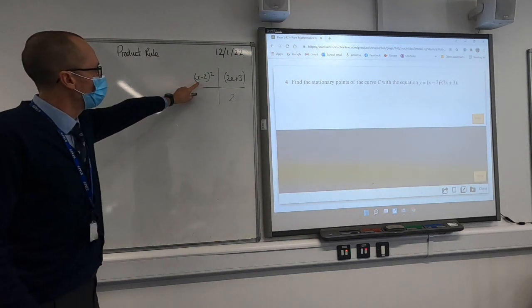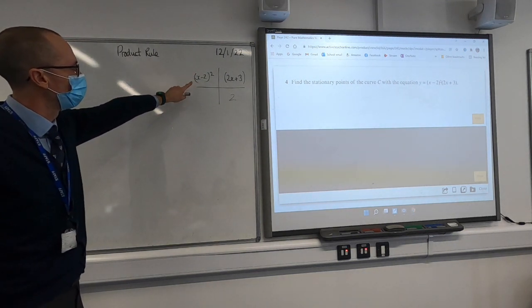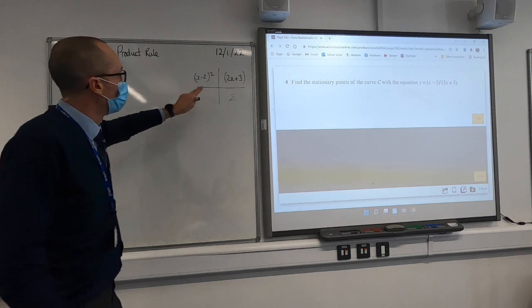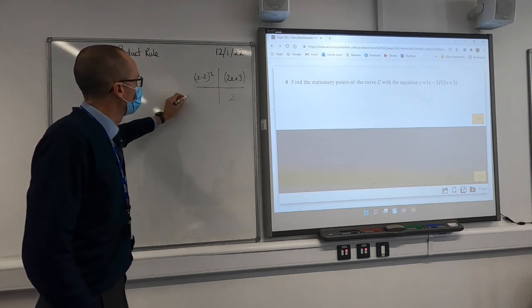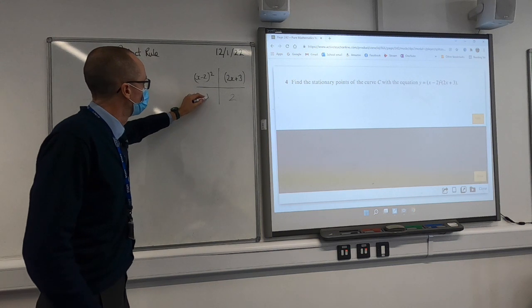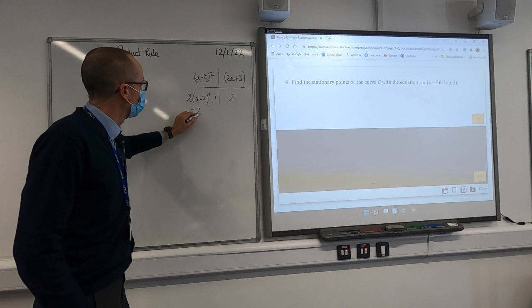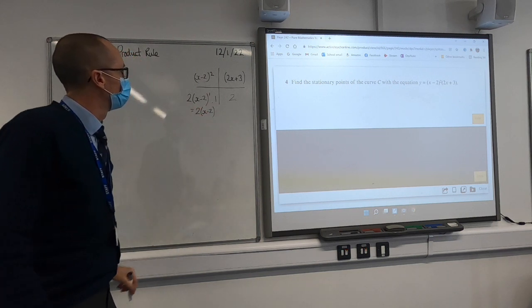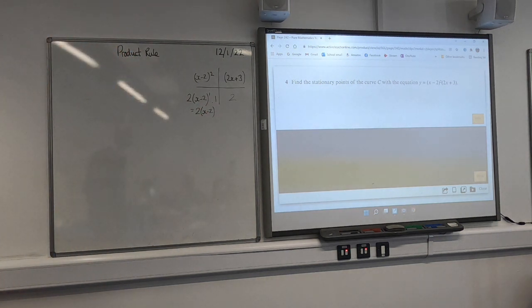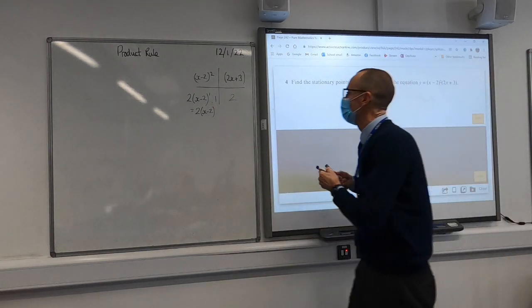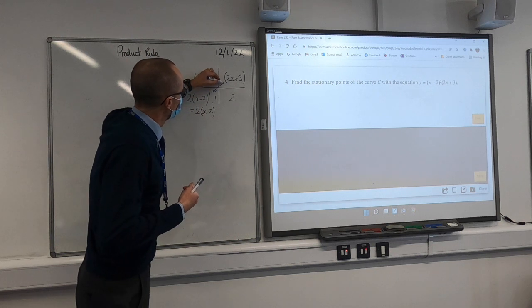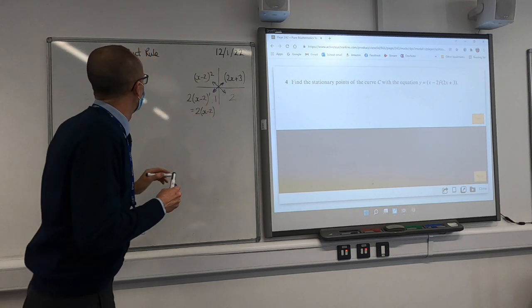This you could multiply out, x squared minus 4x plus 4, and differentiate that, or you can use the chain rule. When you differentiate that, you get 1, so you end up with... which you'll notice I'm not multiplying out. And then the product rule says that the whole thing differentiated is what you get by multiplying those two things together, added to what you get by multiplying those two things together.